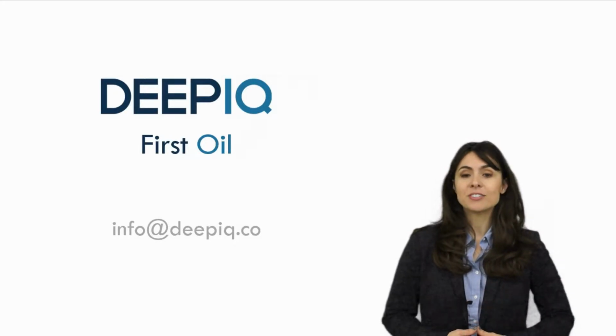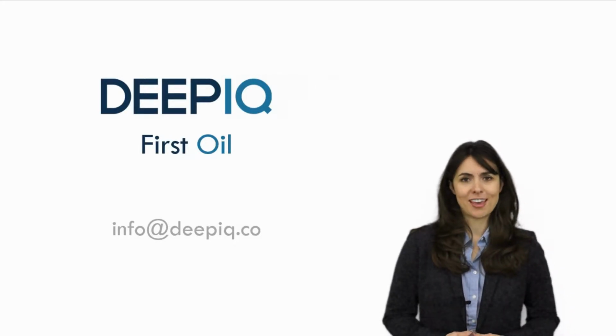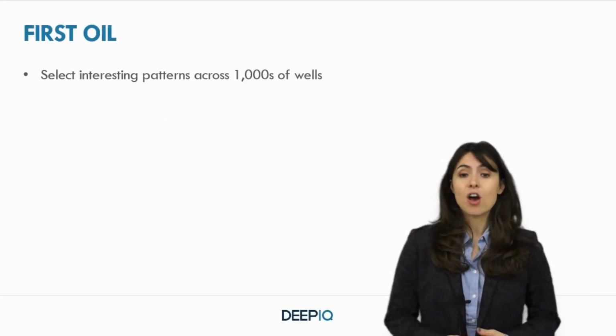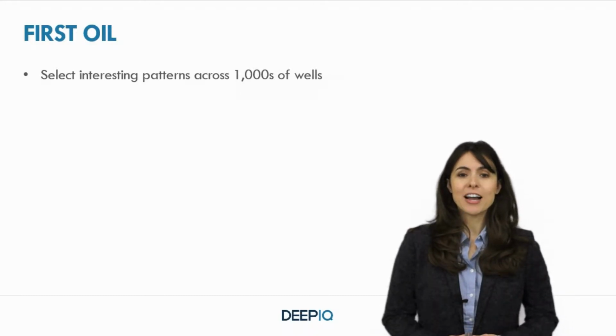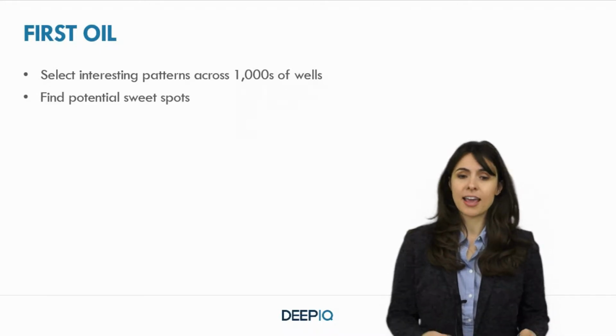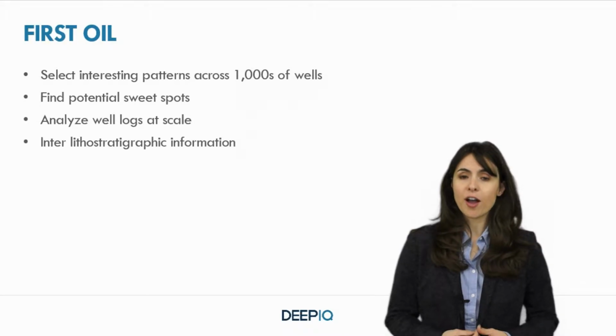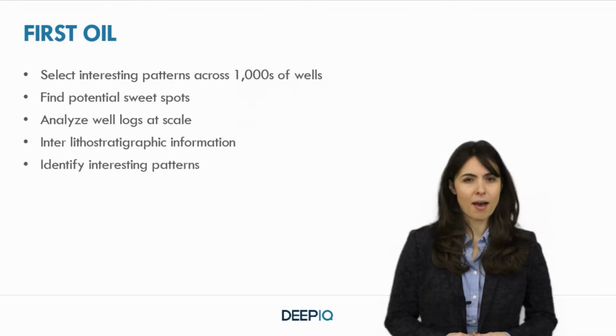You can give your geoscience team a huge advantage with this capability. Your geoscientists can see interesting patterns across thousands of wells at the beginning of their evaluations rather than the end. You can find potential sweet spots by visualizing and analyzing well logs at scale to automatically infer lithostratigraphic information to identify interesting patterns.